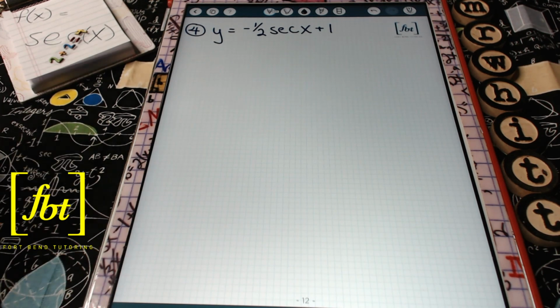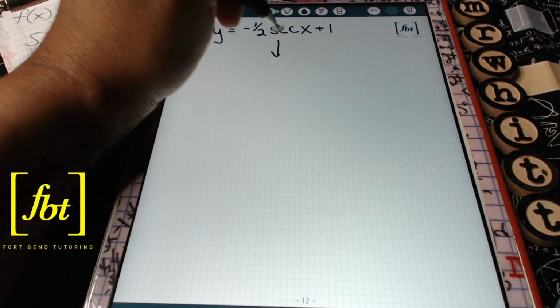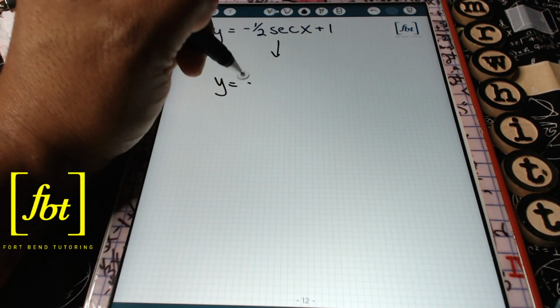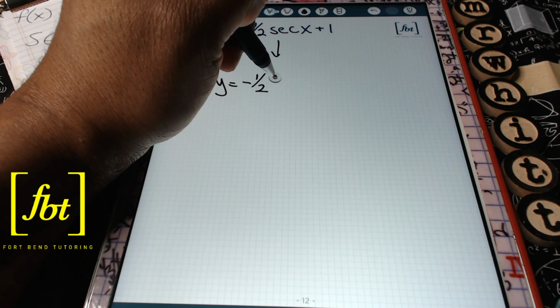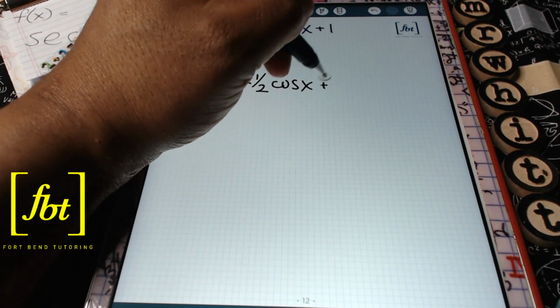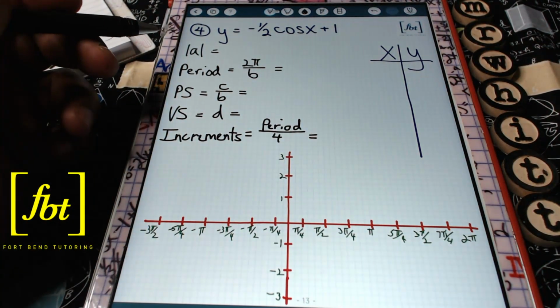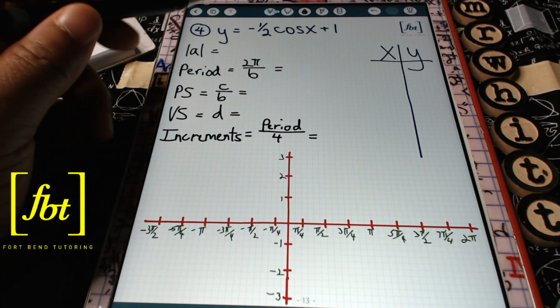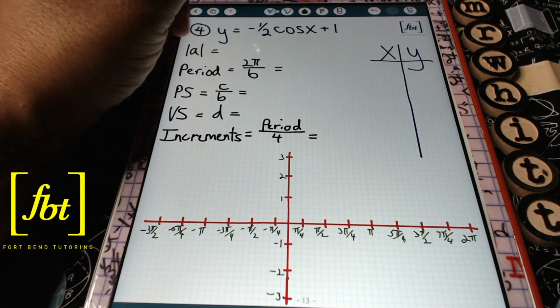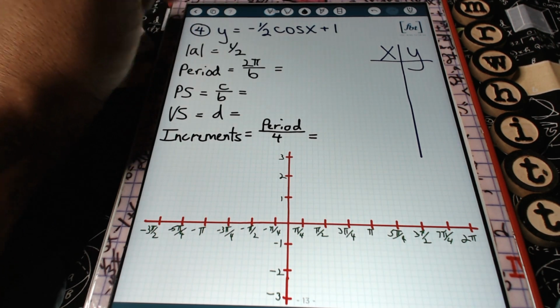Moving on. For problem number 4, we have y equals negative 1/2 secant x plus 1. Well, our first step is to rewrite this as a cosine function. This is negative 1/2 cosine of x plus 1. Yeah, we're going to be using that. Let's continue. So the absolute value of our a value is the amplitude. So here our amplitude is 1/2.